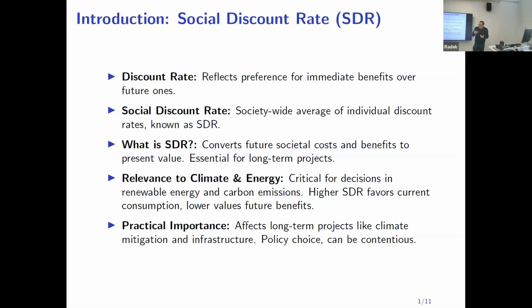current costs. And of course, this becomes far more complicated if you have costs spread out over time and if you have benefits spread out over time. But the basic idea is, if costs and benefits occur at different points in time, you need to bring them together to the same period of time using some sort of discount rate. And so this discount rate is essentially something that reflects preference for immediate benefits over future ones.